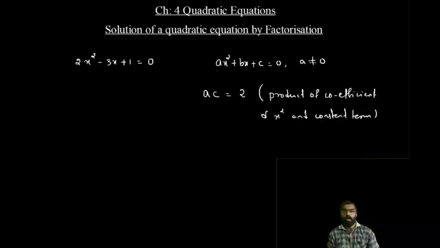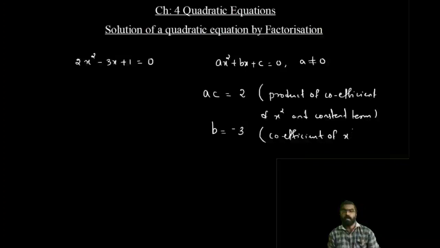And next we have to consider the middle term. Here it is minus 3x. We are going to take the coefficient only. That means the coefficient of x, or we can say the value of b. Here the value of b is minus 3. That means coefficient of x.